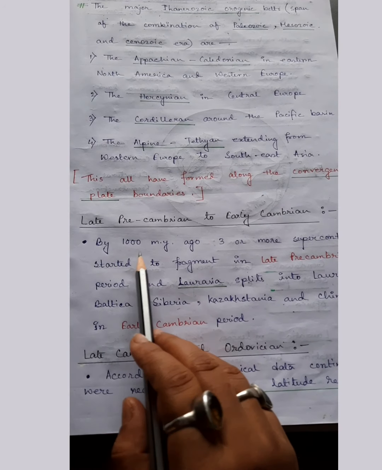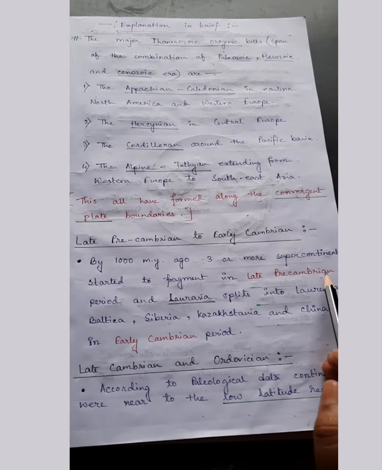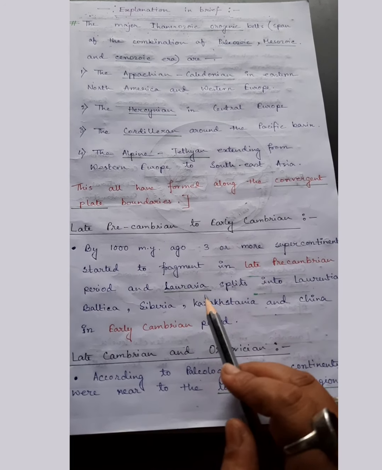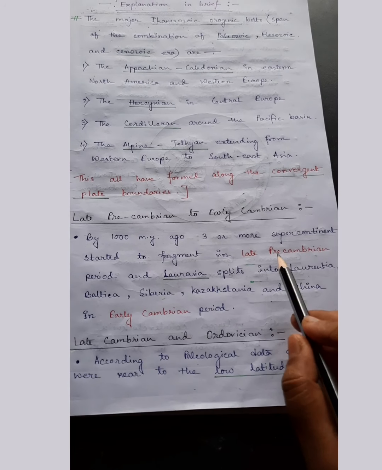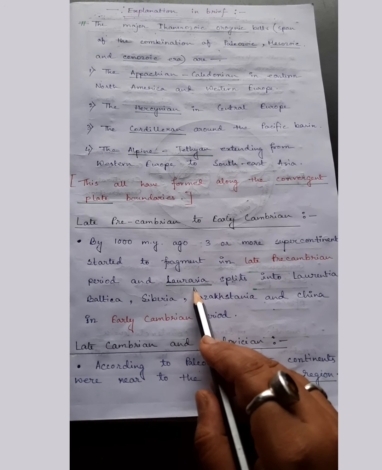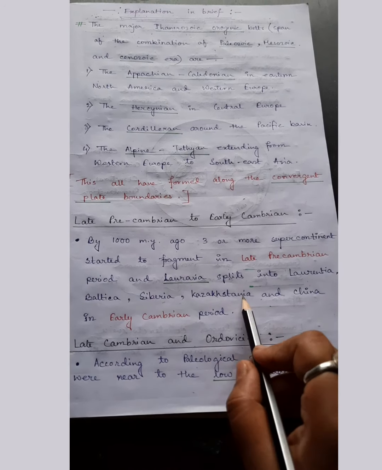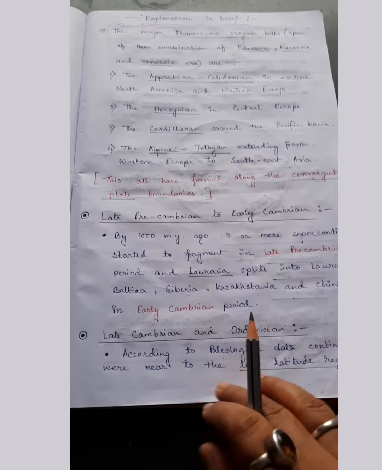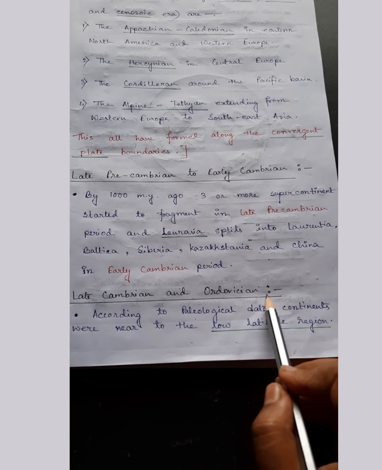By 1,000 million years ago, there were almost 3 or more supercontinents on the Earth, but these continents started to fragment during the late Precambrian period. First, Laurasia splits into Laurentia, Baltica, Siberia, Kazakhstania, China, in the early Cambrian period. Then we'll come to late Cambrian and Ordovician.